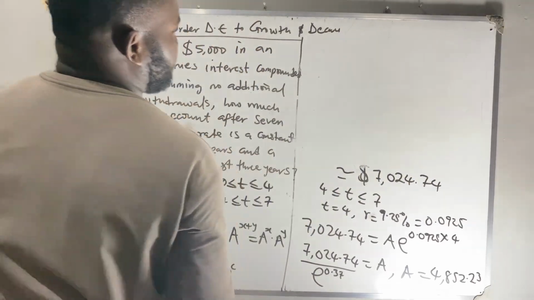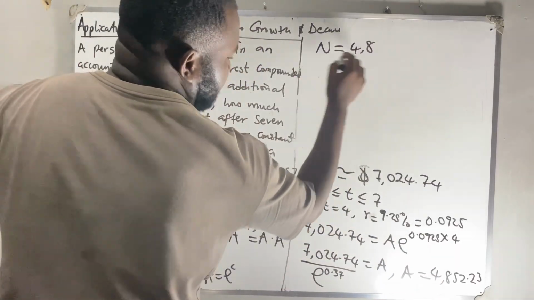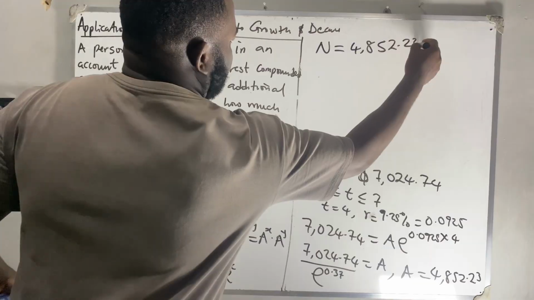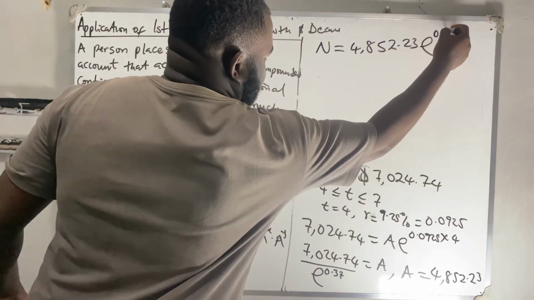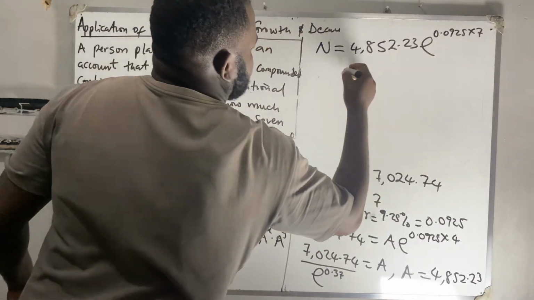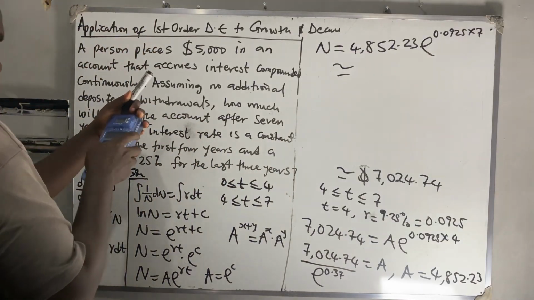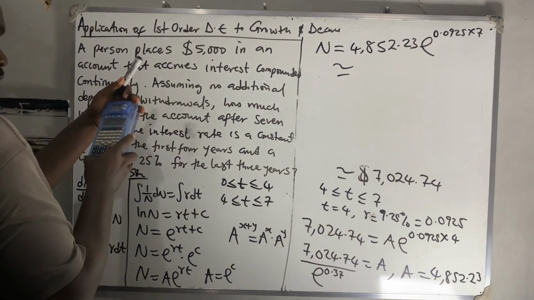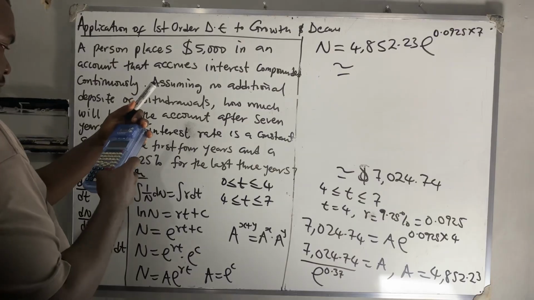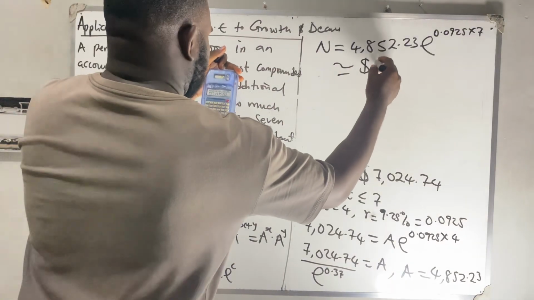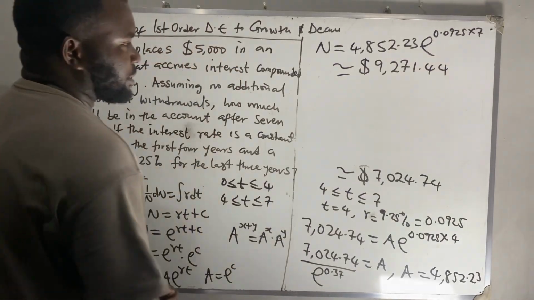Now to calculate the amount that will be in the account in the 7th year, N equals A e^(rt), where my A is 4,852.23, t is now 7, and the rate is still 0.0925. So this answer times e^(0.0925 times 7). If you do everything here, the amount in the account will be approximately $9,271.44. That is the amount in that account.